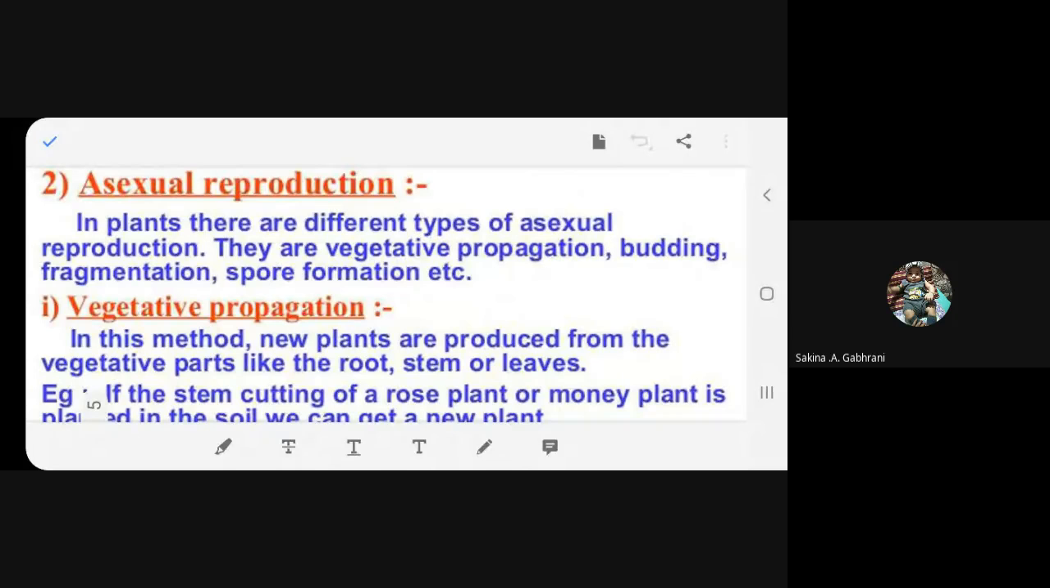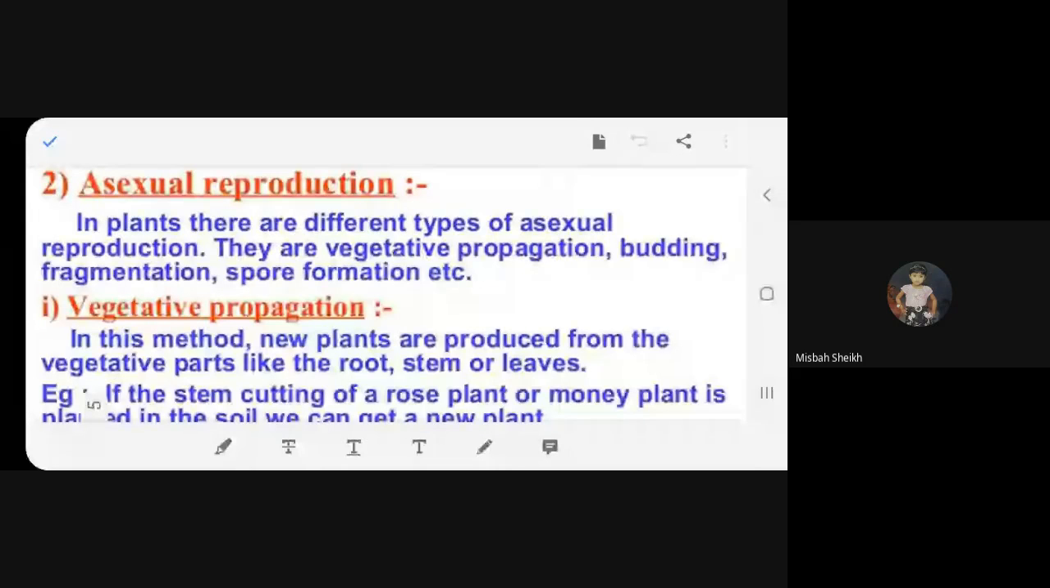Okay, fine. So these are the four types of asexual reproduction that we are going to study. The first one is vegetative propagation. Start.